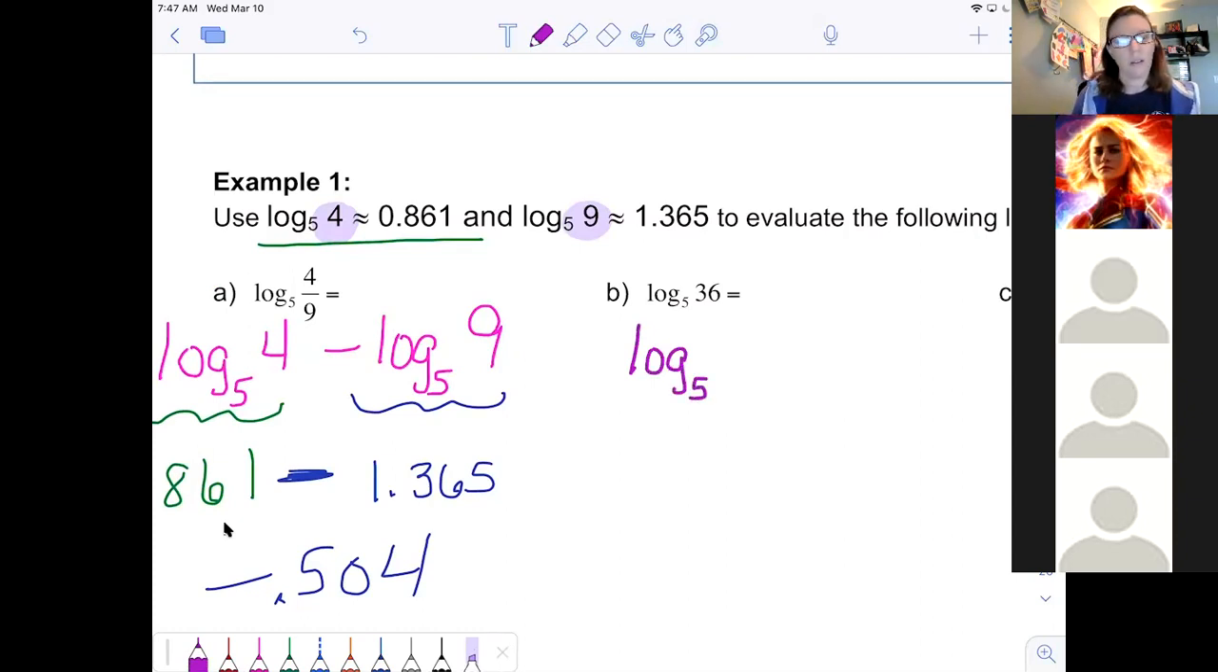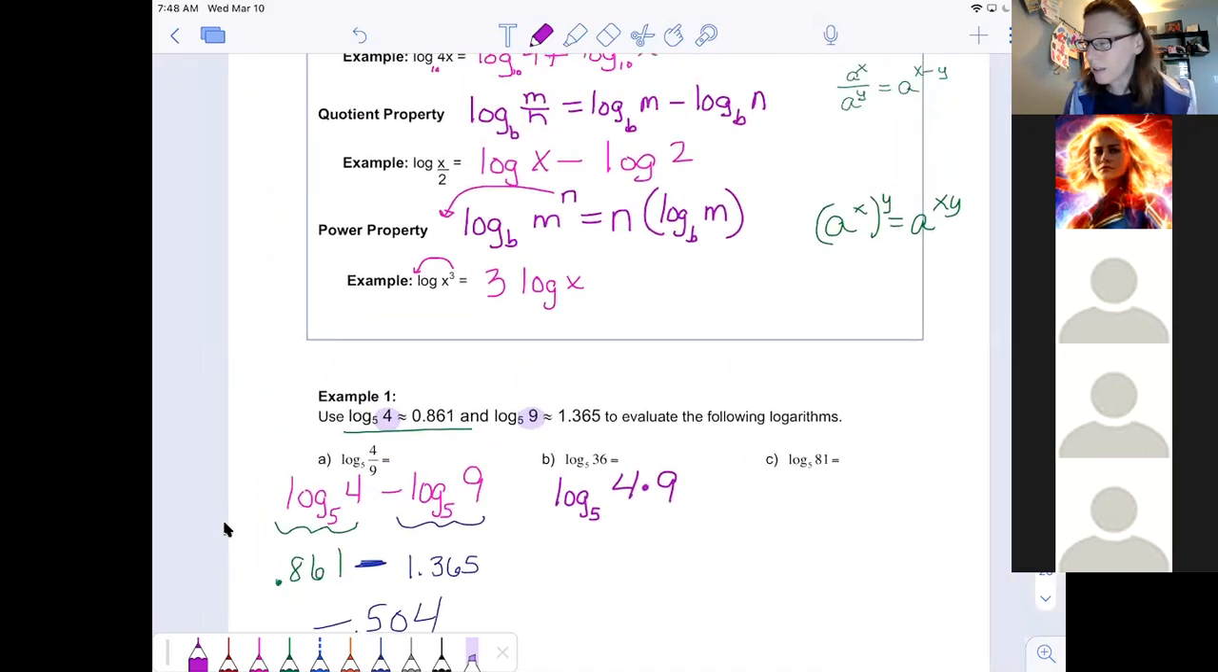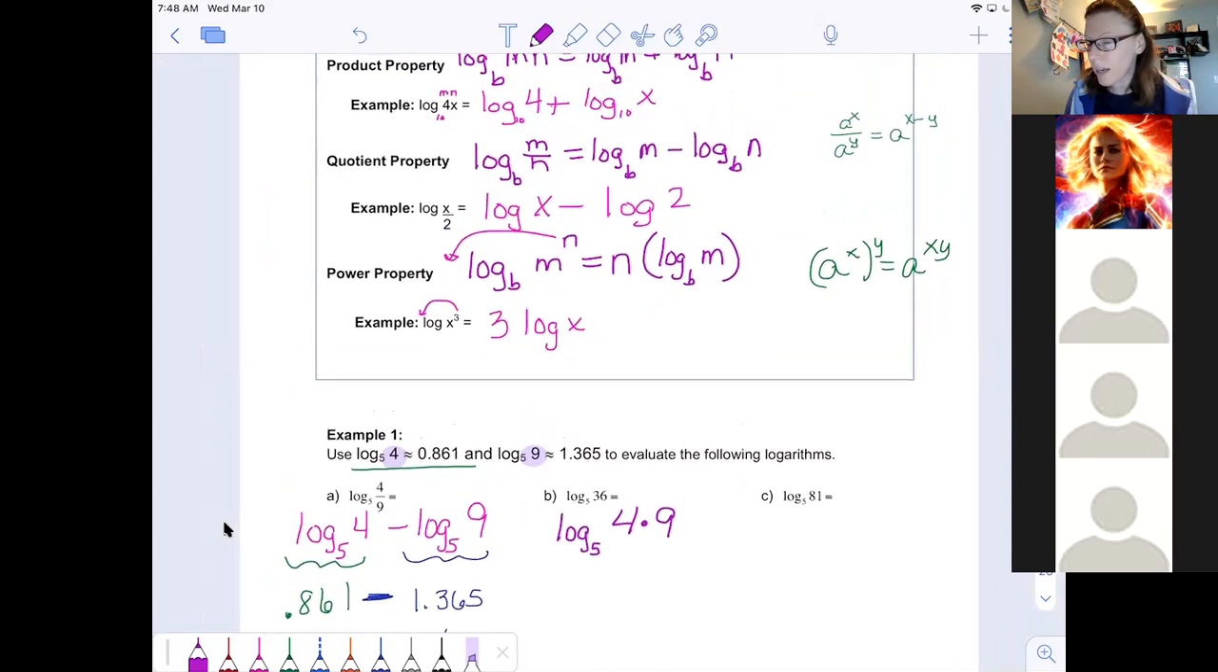What two numbers multiply together to be 36? 6 and 6. What else multiplies to be 36? 4 and 9. 4 times 9. So if we write it as log base 5 of 4 times 9, Faith, how could we then use one of the properties above to rewrite the log base 5 of 4 times 9?